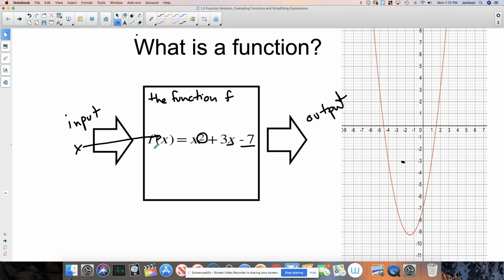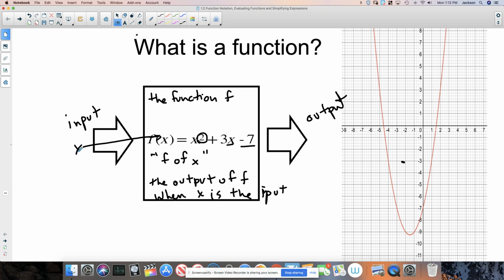So this f of x, and I'm going to put this in quotes, f of x is shorthand for the value or the output of f when x is the input. Okay. And that's something you want to remember when we look at some slides and some videos that are going to come up, right? We plug numbers in, we get numbers out.